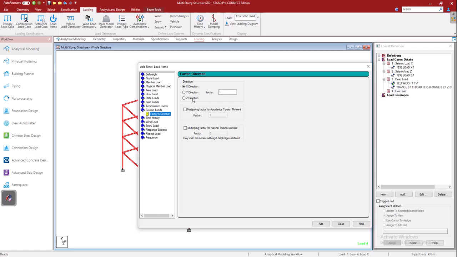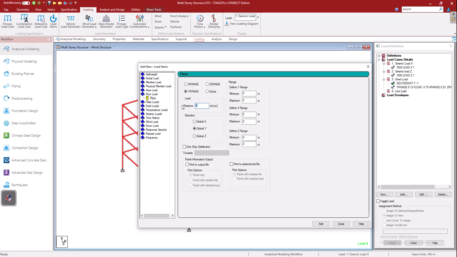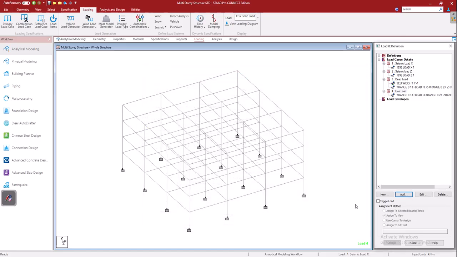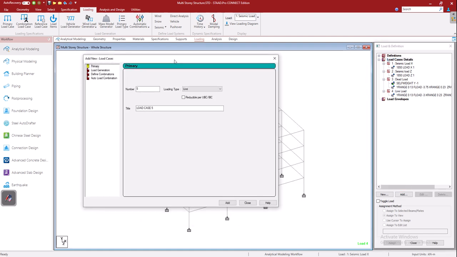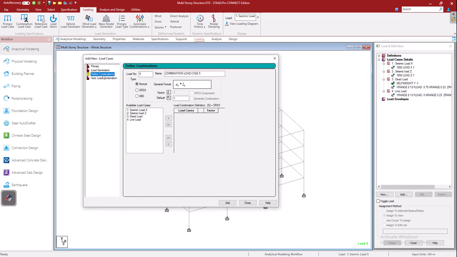In live load seismic, in floor load it is minus 3 for the height of 13, width 23 range, and another direction width it is 23. So now that is modeled. Here you can consider the load combination, defining the combination.